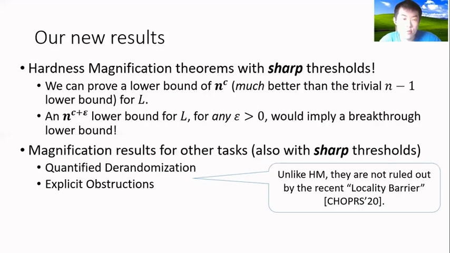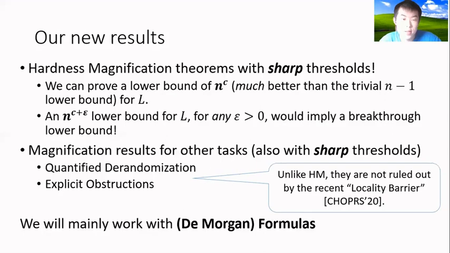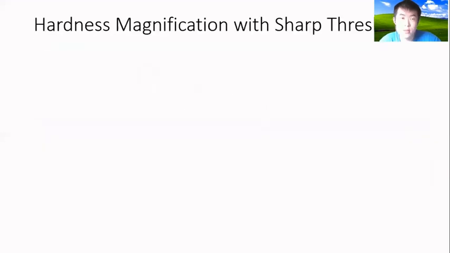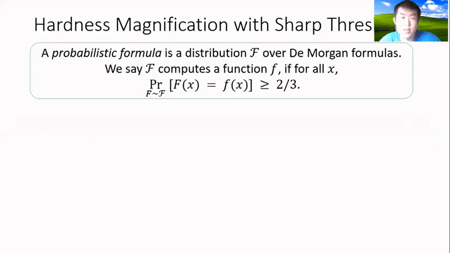Now I'll describe each of our results in detail. In the following, we'll mainly work with formulas. And by formulas, we always mean De Morgan formulas. First, we show hardness magnification for probabilistic formulas. A probabilistic formula is just a distribution over formulas such that for any input, if we draw a random formula from that distribution, then it computes the correct answer with probability at least 2/3. And the size of a probabilistic formula is just the size of the largest formula from the support.